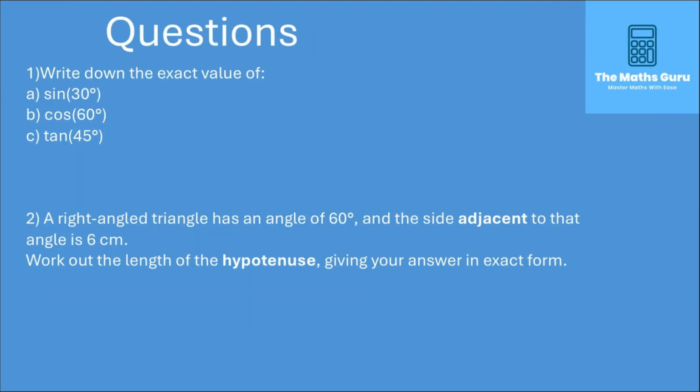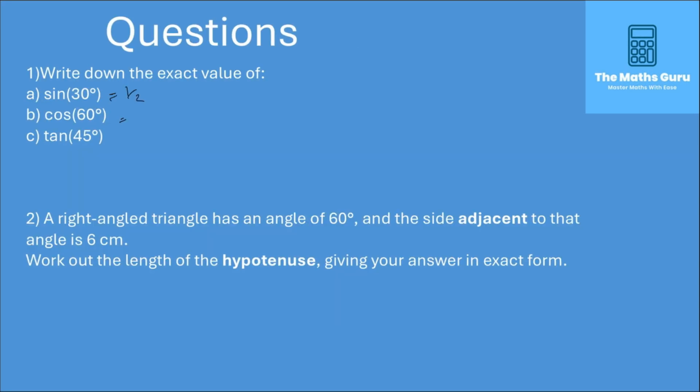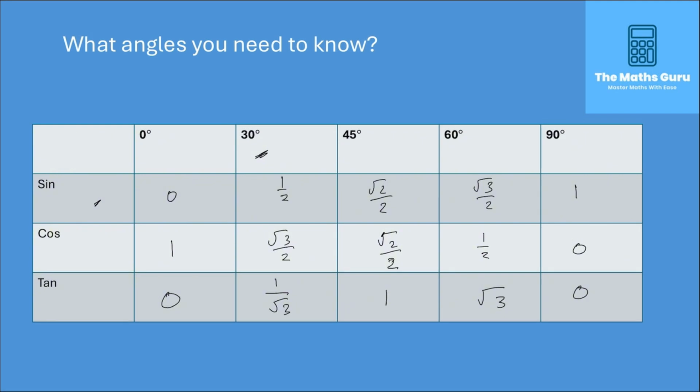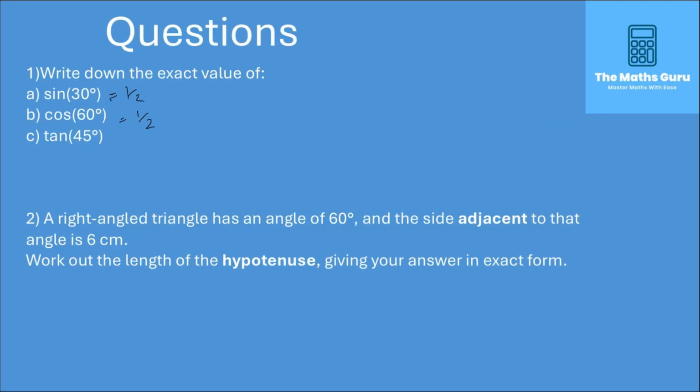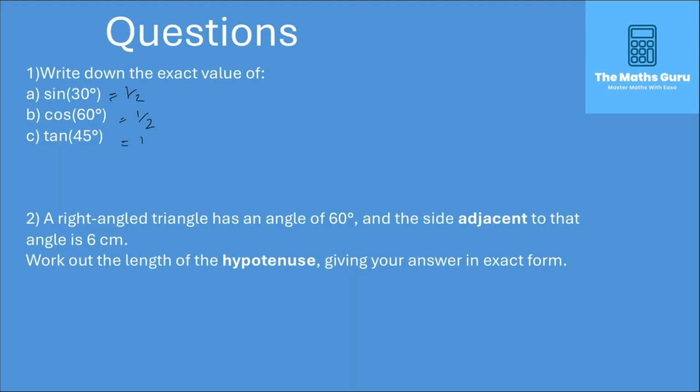Okay, moving on to some questions. Write down the exact value of sine 30. This is literally just a memorization thing. Sine 30 is a half from our table. Cos 60 is also equal to a half, if you remember from our table. Then tan 45 is equal to 1, because that's our root 2 over root 2.